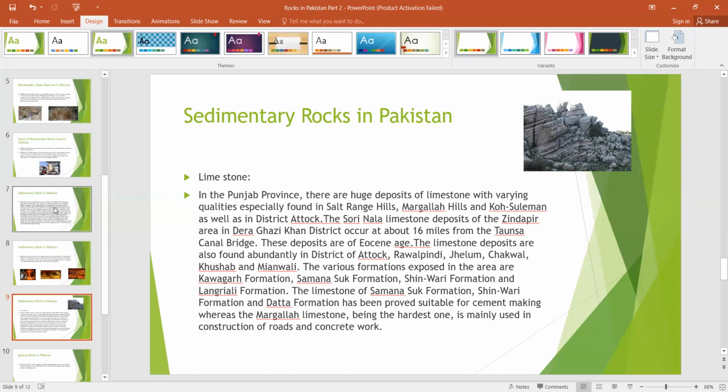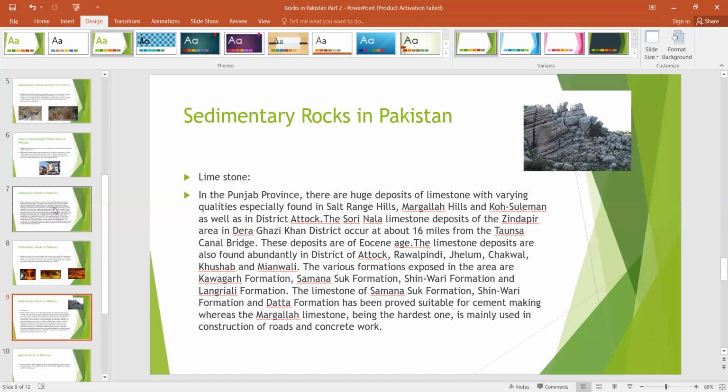Limestone is also an example of sedimentary rock which is found in Pakistan. In the province of Punjab, there are huge deposits of limestone, which are of varying qualities, especially found in Salt Range Hills, Margalla Hills, and Koh-e-Suleiman, as well as in district Attock. So the Sori Nala limestone deposits of the Zindabad area in the Dera Ghazi Khan district occur at about 16 miles from Tonsa Canal Bridge.